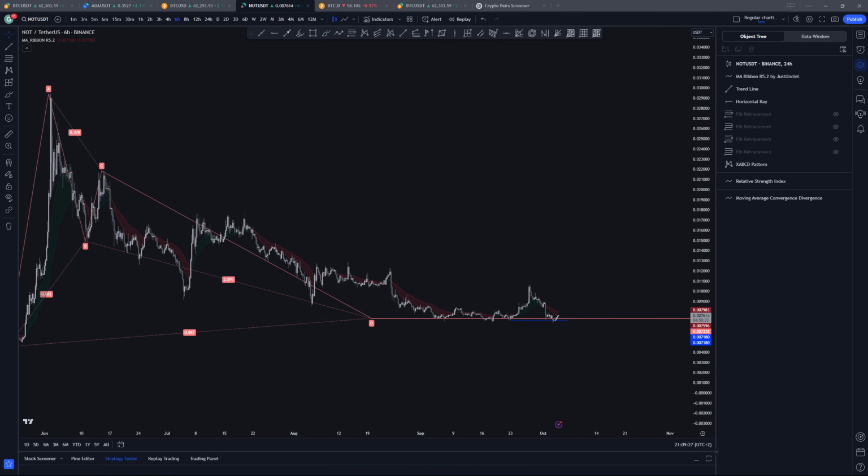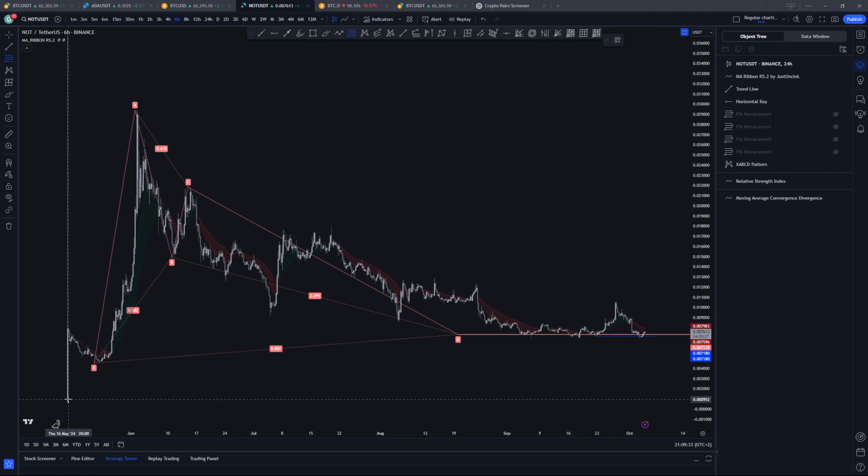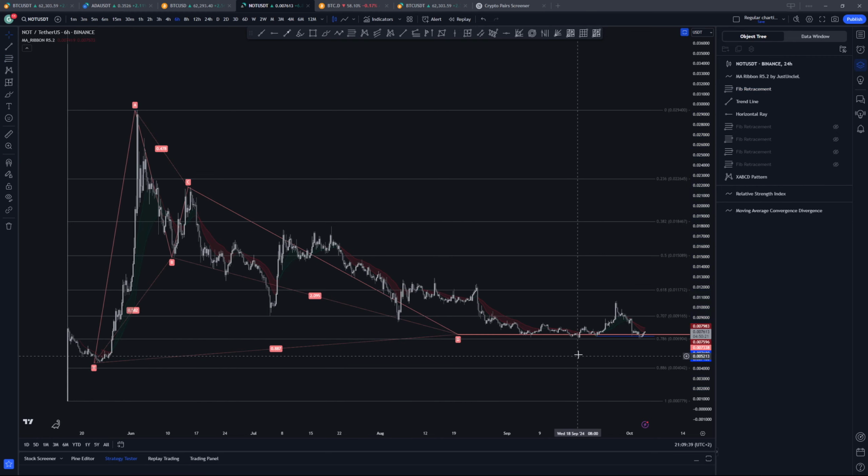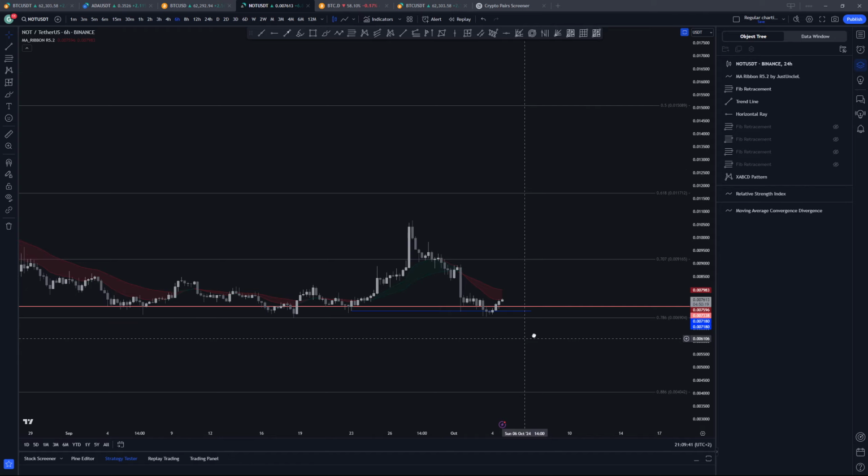And it aligns on the same spot, right? Yeah, it's still the same area. That is actually very confluent that the 786 is there. Yeah, there it is. That is exactly what we bounce off of.